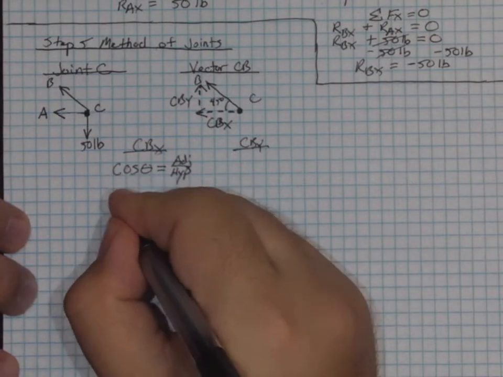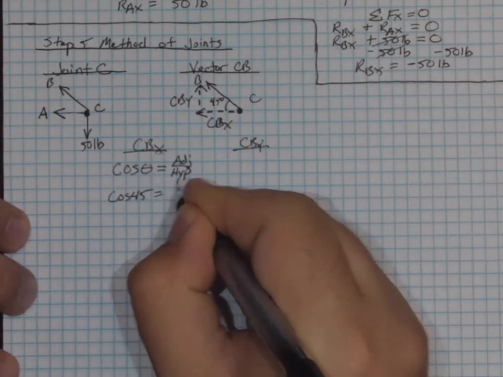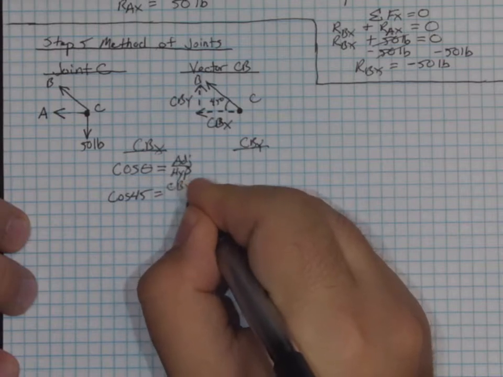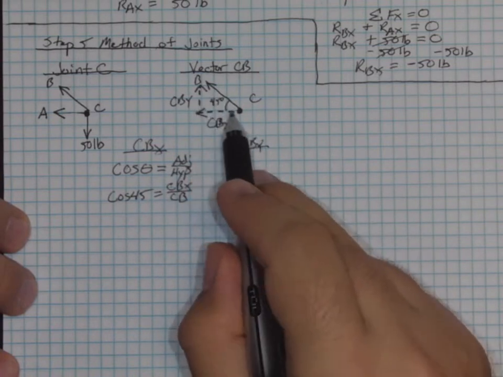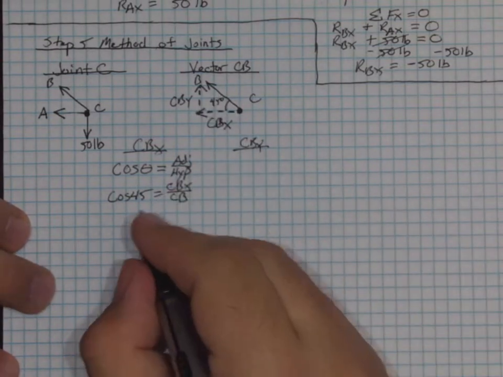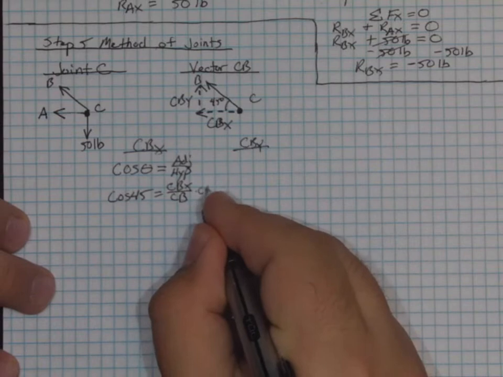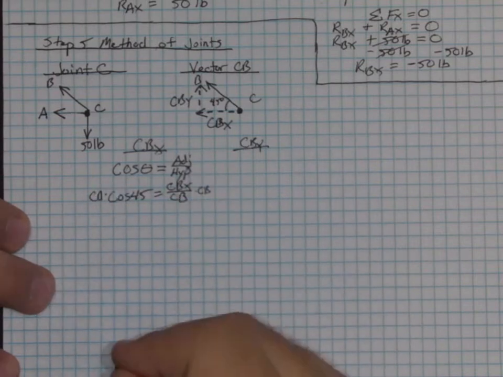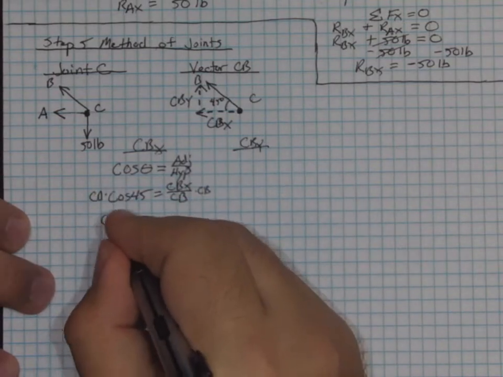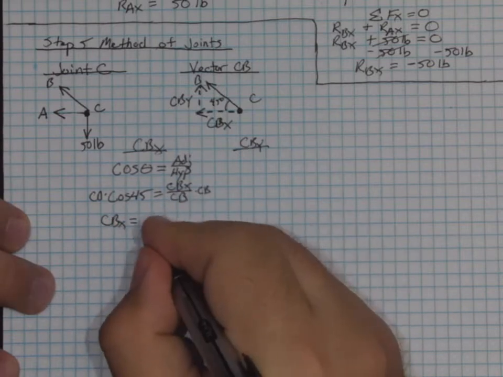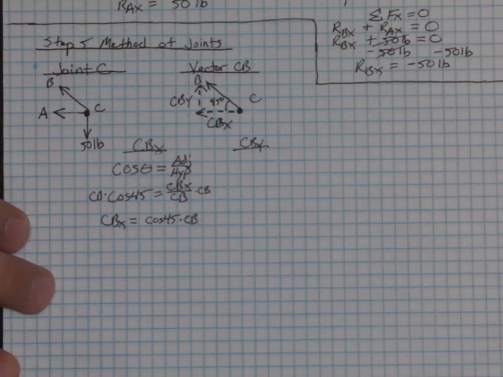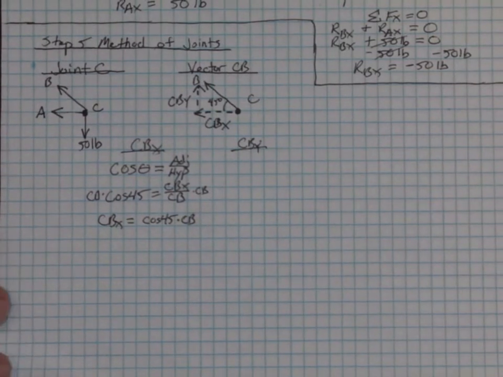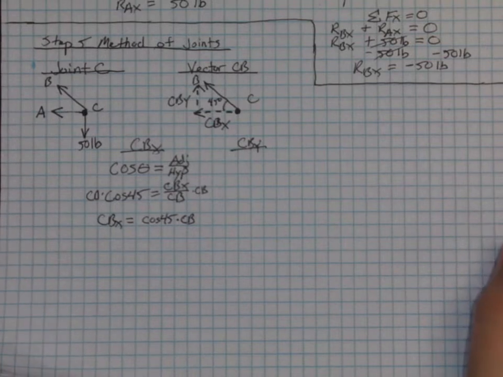I'm going to substitute in what I know. Cosine of 45 is equal to CBX over CB, CBX being the adjacent side, CB being the hypotenuse. And I'm going to rearrange this in terms of CBX. So I'm going to multiply times CB on each side. And CBX is going to be equal to the cosine of 45 times CB. And right now I've got two unknowns in this equation, so I'm not able to solve for anything. This will come up later as we go along.